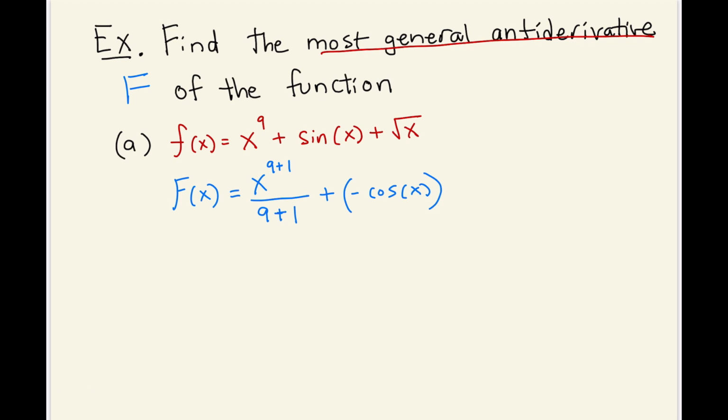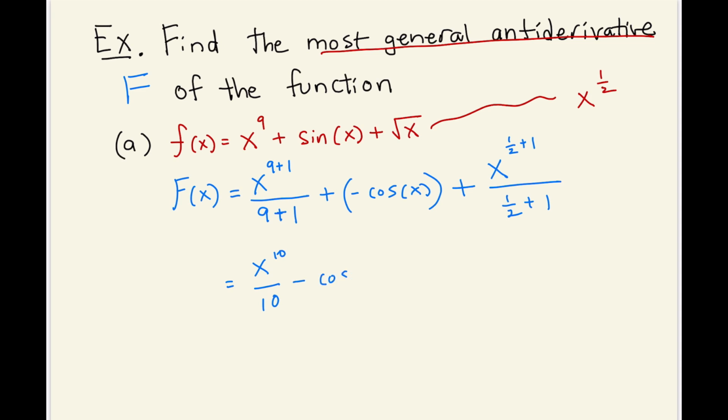I know root x is x to the 1/2. So again, I'm going to use that undoing the power rule, and I should have an exponent of x to the 1/2 plus 1, and then divide by this quantity. Now I'm just going to clean this up a little bit. 1/2 plus 1 is equal to 1/2 plus 2/2, which is x to the 3/2. And I'm dividing by that same number.